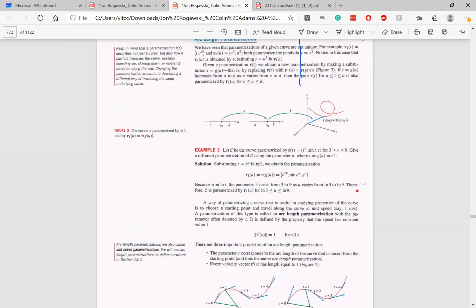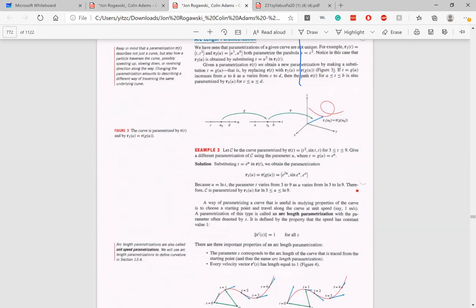Now, if you have any curve, is there a way to reparameterize it so that the derivative, the speed along the curve, is always equal to 1? That's the next question. So if I have some curve, and it's parameterized, can I find a new parameter so that the magnitude of r prime of t always equals 1?